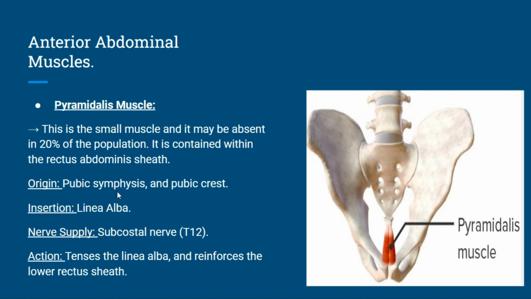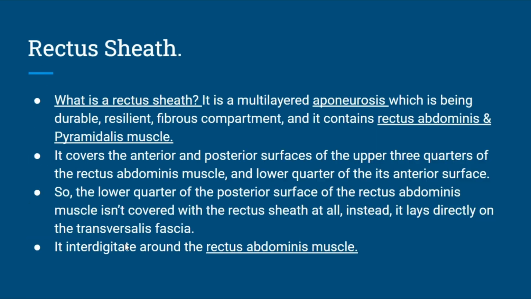The origin is from the pubic symphysis and the pubic crest, and the insertion is the linea alba. And there is only one nerve supply to this muscle. It is called the subcostal nerve from T12. The action is that it tenses the linea alba and reinforces the lower rectus sheath.